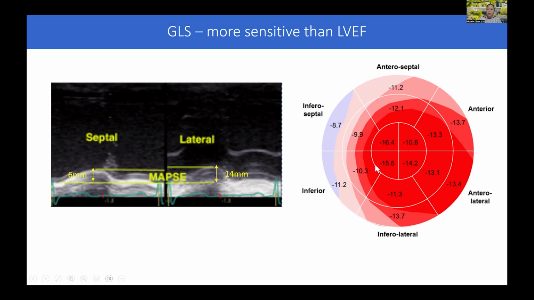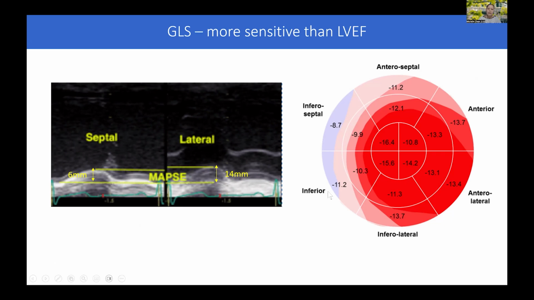And for those of you who do use strain measurements, you will realize that it is not that easy to capture a really good 4-chamber view and a really good apical 2-chamber view in order to reconstruct this bullseye plot. But a bullseye plot is excellent. It's incredibly visual. It will give you an estimate of left ventricular contractility in all the sections of the heart.